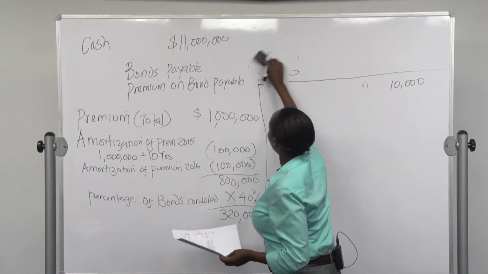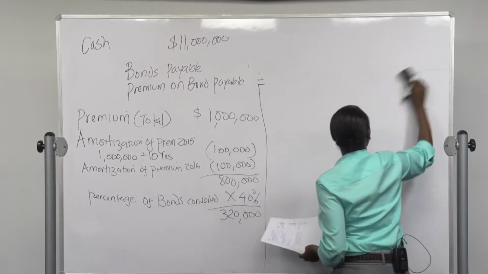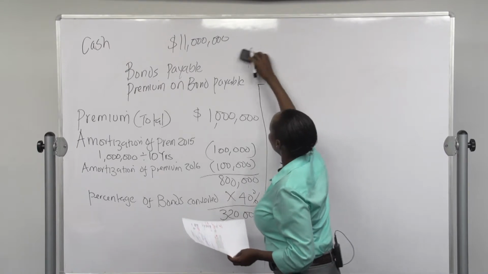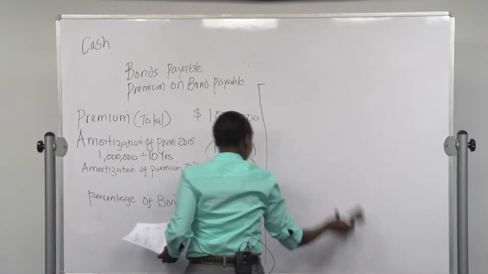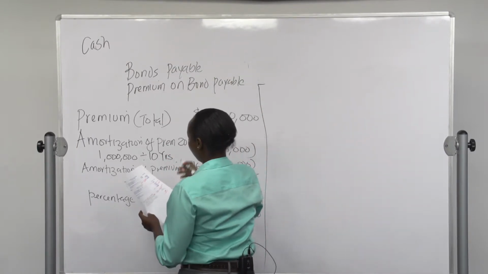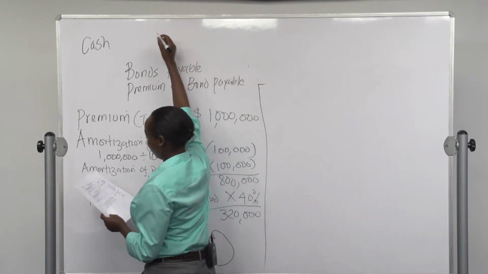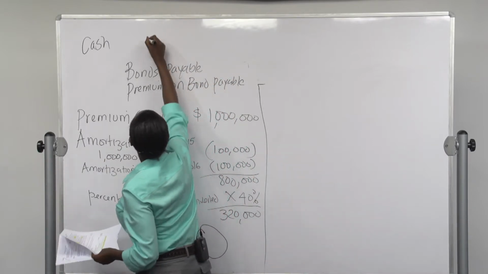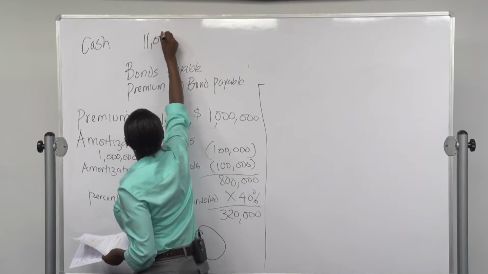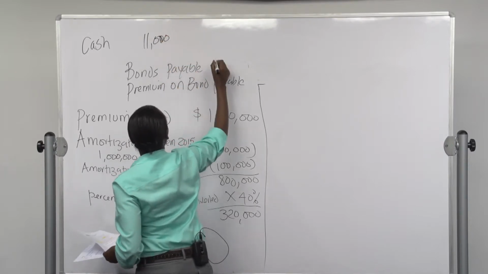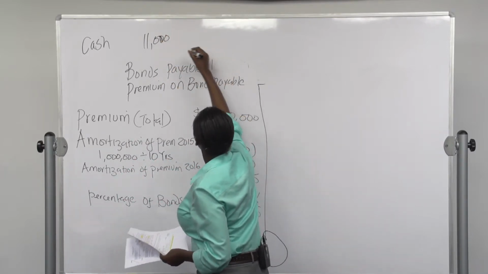Before we keep going, let me erase this so that I have more space. That's 11 million. Bonds payable.